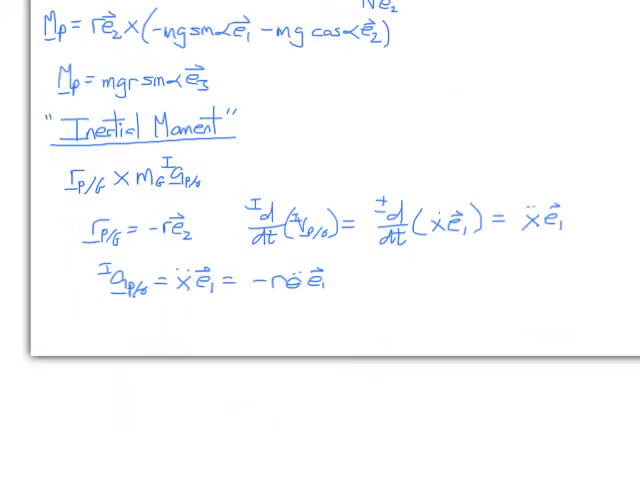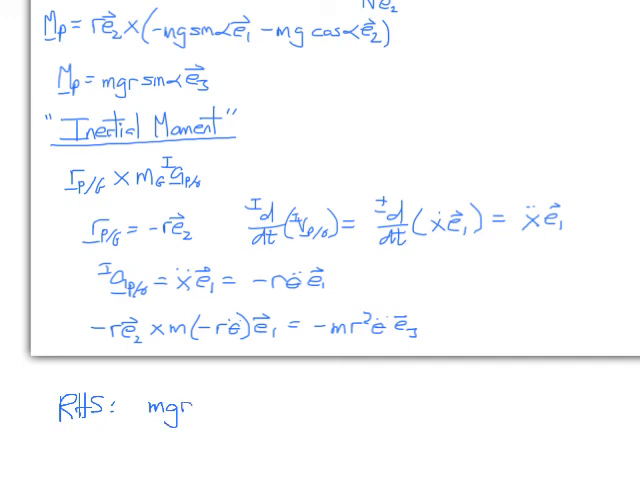So now we apply these terms to our cross product. The inertial moment is negative r in the E2 direction crossed with the mass multiplied times negative r theta double dot in the E1 direction. When we carry out the cross product, we get negative mr squared theta double dot in the E3 direction. So then the right-hand side of Euler's second law in this form is mgr sine alpha in the E3 direction minus mr squared theta double dot in the E3 direction.